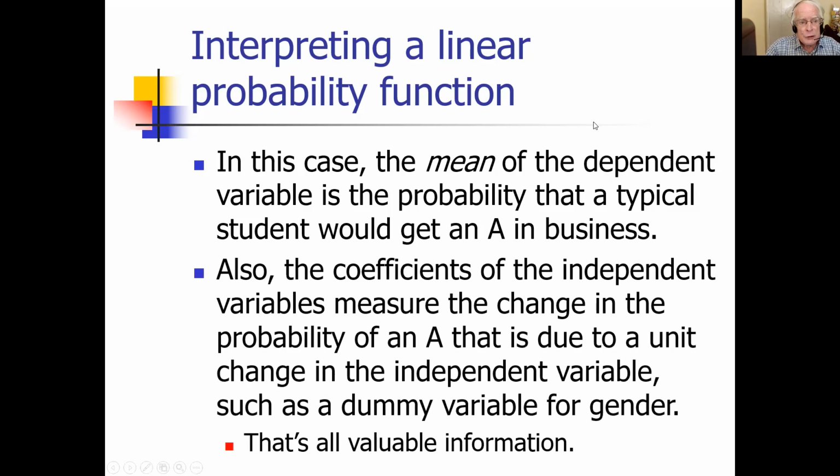Also, in this very simple linear probability function, the coefficients of the explanatory variables give us sensible information. So, for example, we can determine the impact of gender on the chances for an A.